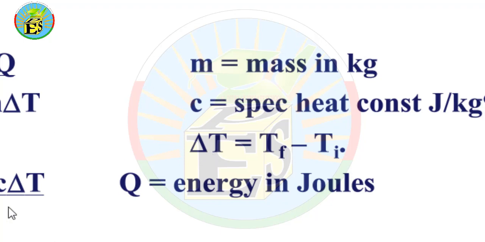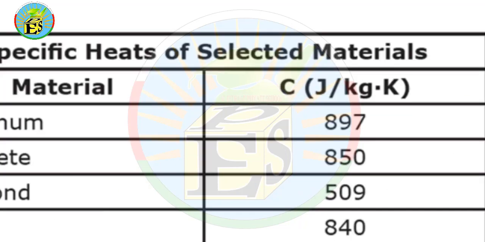Q equals m C delta T, where Q is the energy in joules. Delta T is positive if the substance absorbs energy and negative if it releases energy. Specific heats of selected materials: aluminum is easy to heat up because its specific heat capacity is low. Water, why is it hard to heat? Because it has a high specific heat capacity.